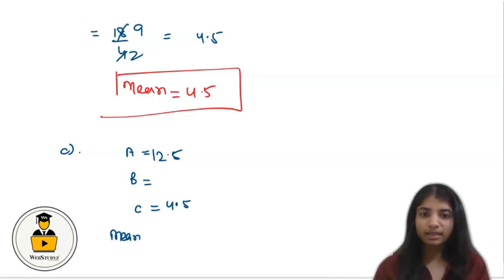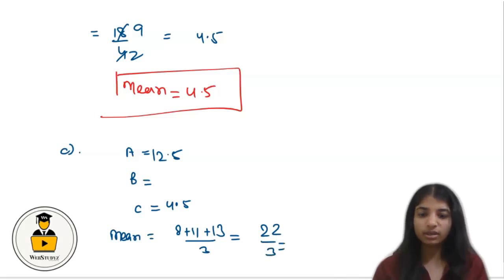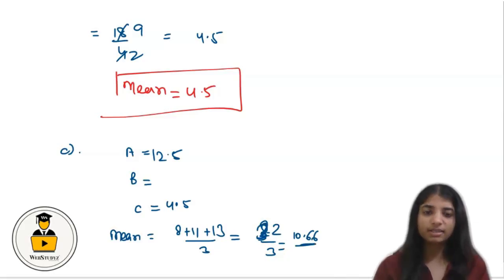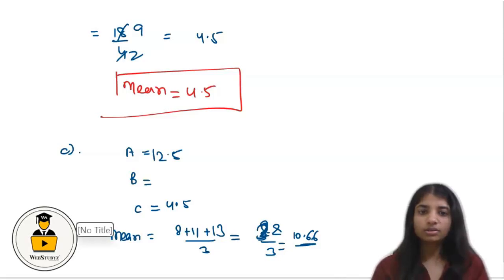The mean of C is equal to the sum of all observations, as he played only 3 matches in which he scored 8 plus 11 plus 13, divided by 3. 8 plus 11 is 19, and 19 plus 13 is 32. So 32 divided by 3 is equal to 10.66.